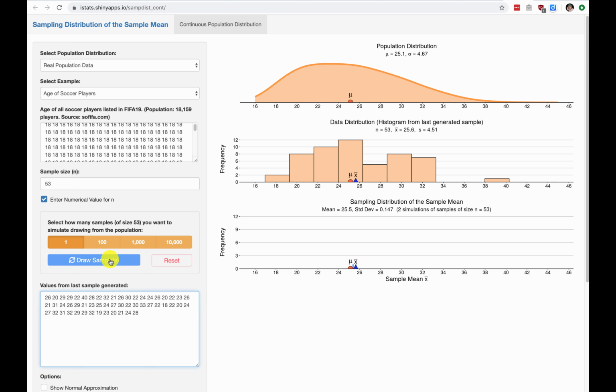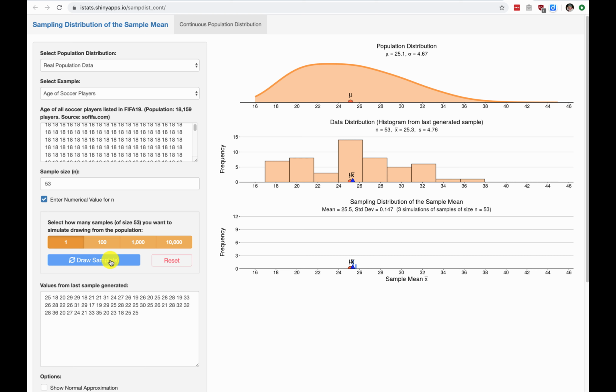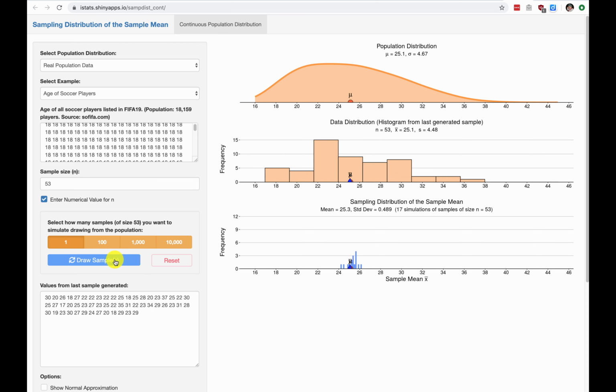Let's keep drawing samples. Every time I collect a new sample, I get 53 new people, and I get 1 more sample mean. So in the third graph, I have now a third sample mean. And the idea is to look at how these sample means are shaping up. Where are they stacking up? So I could keep clicking here on draw samples.